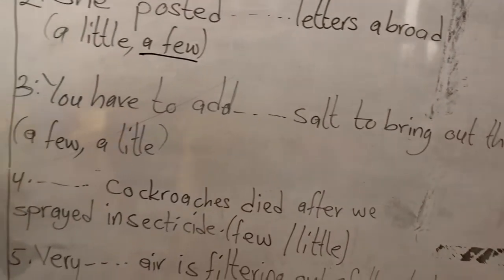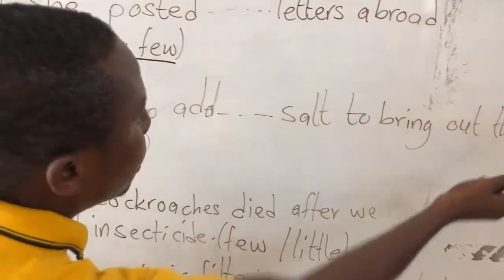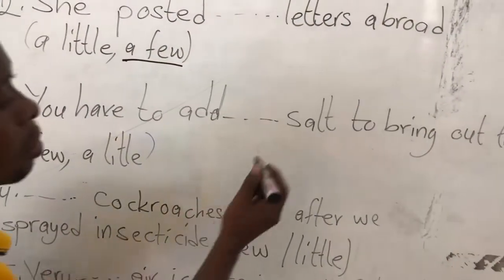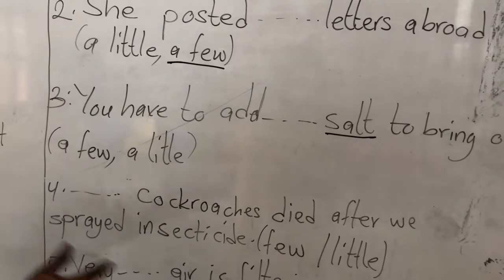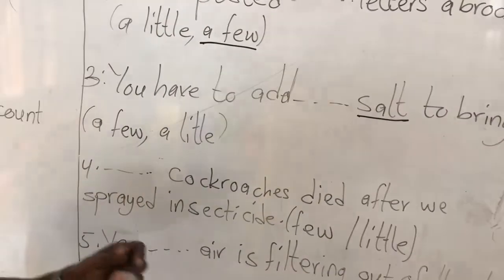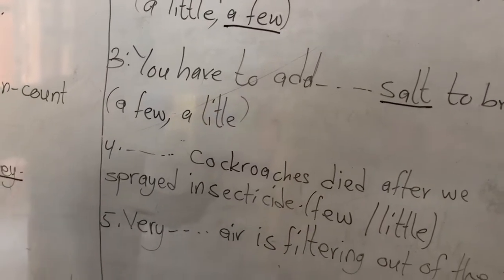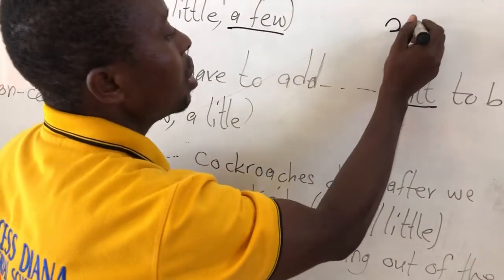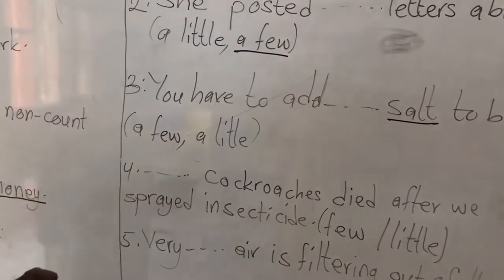You have to add salt to bring out the taste. Now let's look at salt. Can we count salt? How many salts do you have in your house? You can't count salt, but you can say I have 2 sachets of salt. But you can't say I have 2 salts in the soup, or I put 2 salts into the soup. Okay?